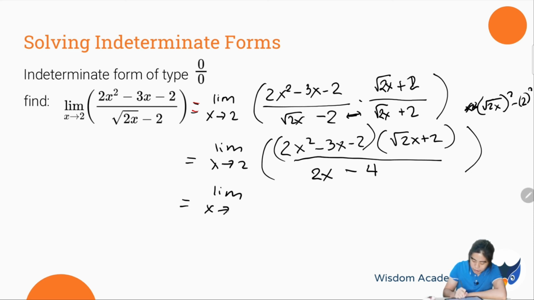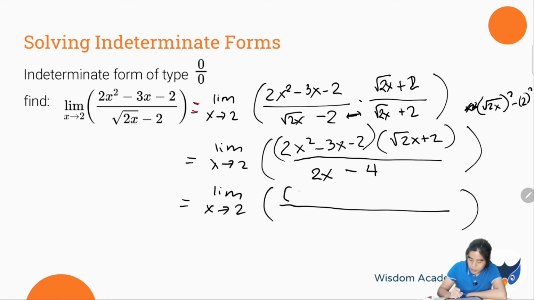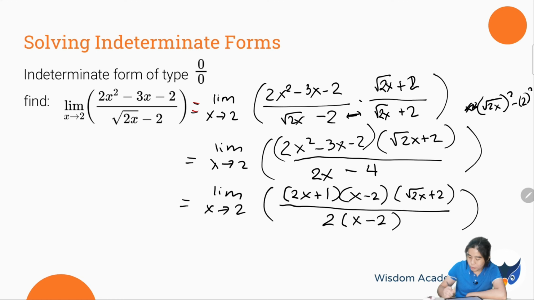So, limit as x approaches 2. So, factor out natin to. Magiging 2x plus 1 times x minus 2 times square root of 2x plus 2 over, itong denominator, pwede rin natin i-factor out yung 2 dito. So, 2 times x minus 2. Ayan. So, since both numerator and denominator has x minus 2, we can cancel both of them. This results to this function.